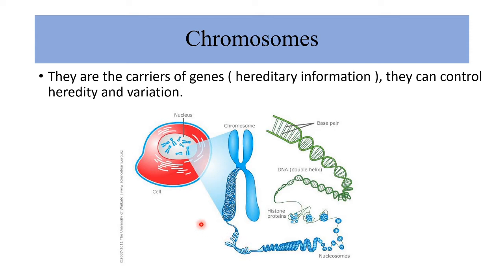Humans have 46 chromosomes; we have 23 pairs of chromosomes. 23 chromosomes from father and 23 chromosomes from mother. So we have a total of 46 chromosomes. Hope you are clear about chromosomes.